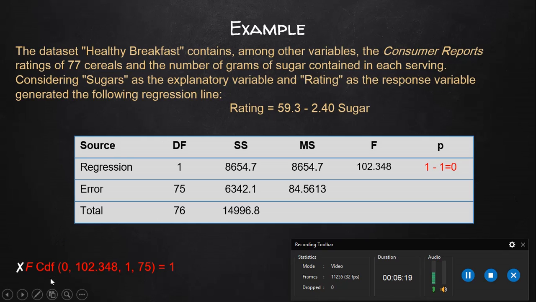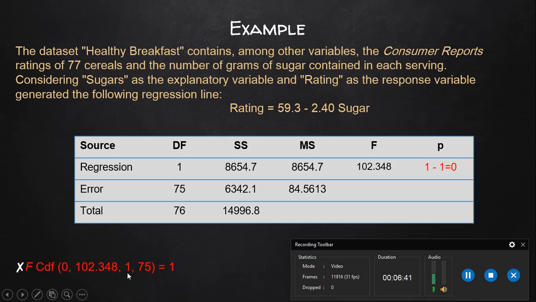Down here in the bottom left, I put the keystrokes in. Just like you would obtain any distribution like the norm CDF or T-CDF, if you scroll down the list, you'll find F-CDF. 0 is my lower bound. It's always 0. This distribution doesn't go beyond 0. Your upper bound is your F statistic.